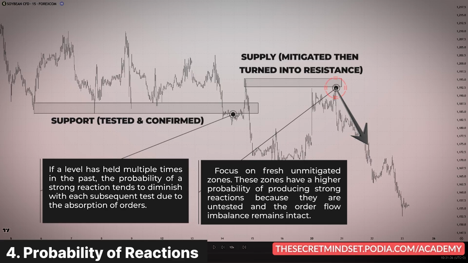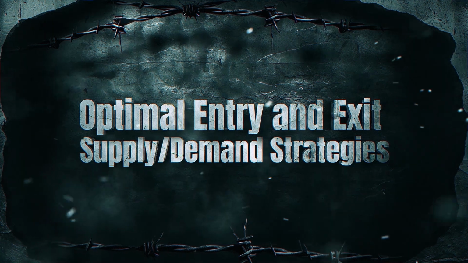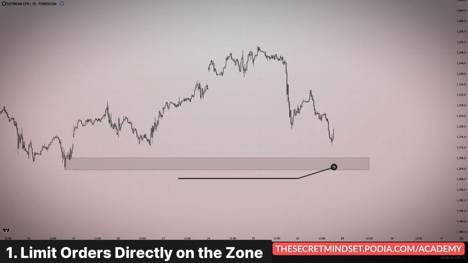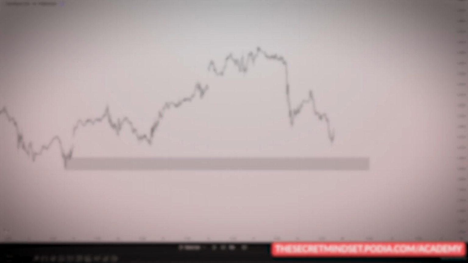be the most significant. Now let's talk about some specific entry and exit strategies you can use around these key levels. One of the simplest and most effective ways to enter a trade is to simply set a limit order directly on the level itself. This approach assumes that the zone will hold and that price will reverse once it hits your order.